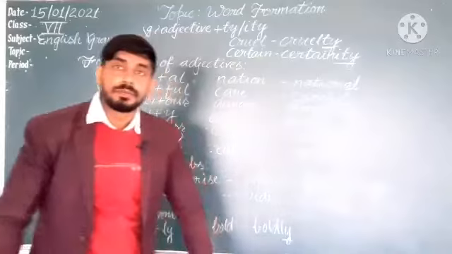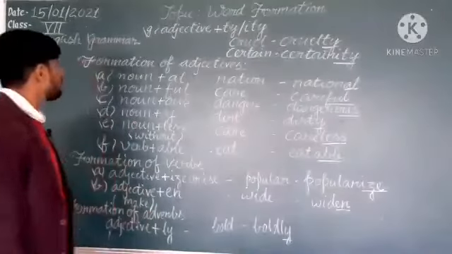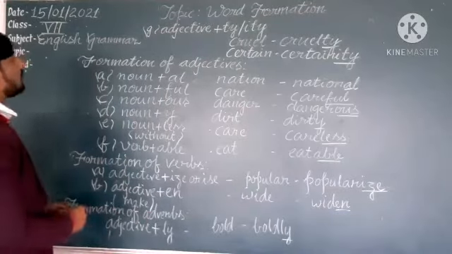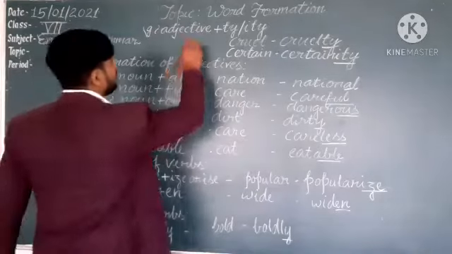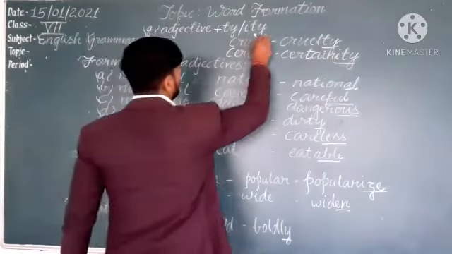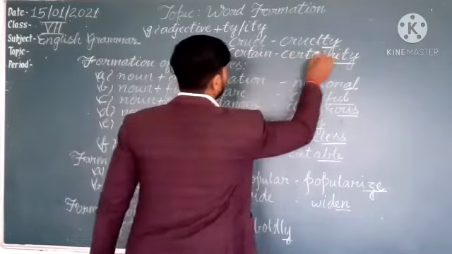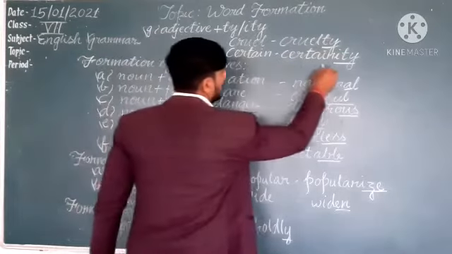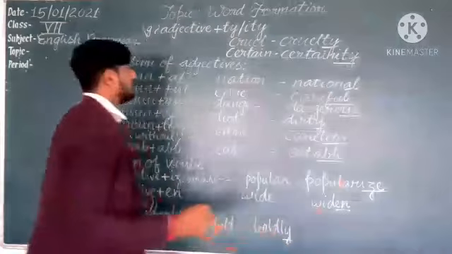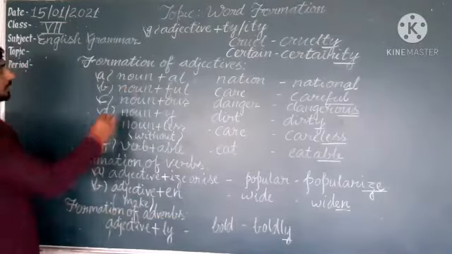Dear students, now we will see further examples of formation of nouns. So adjective plus ty or ity. See the example, cruel, we are adding here ty, cruelty; certain, certainty, ity. Understand? Next one is formation of adjectives.